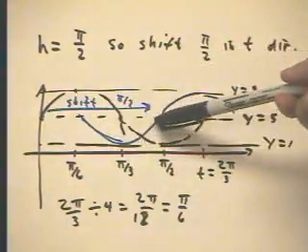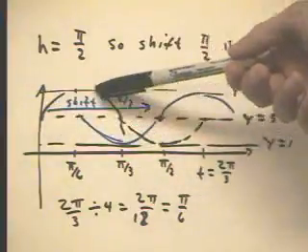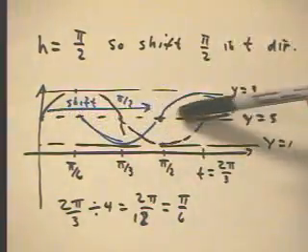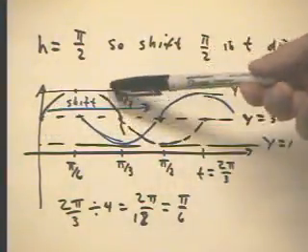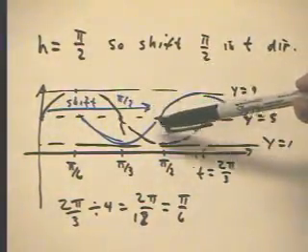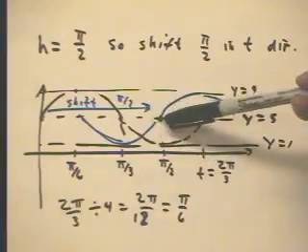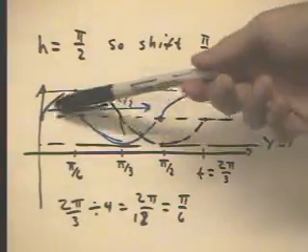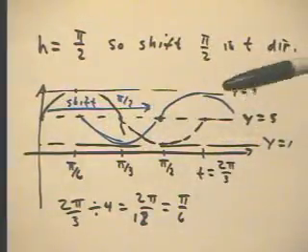So when we shift pi over 2 units, that shifts the starting point of this cycle to here. So we're at y equals 5 and starting to move upward, and that point is here at pi over 2, where we're at y equals 5 and starting to move upward through the cycle. The rest of the cycle just shifts to the right accordingly.